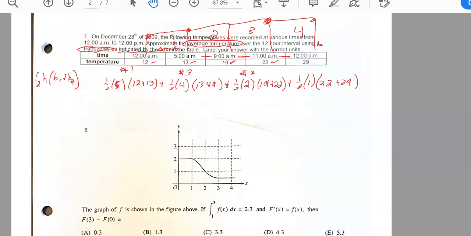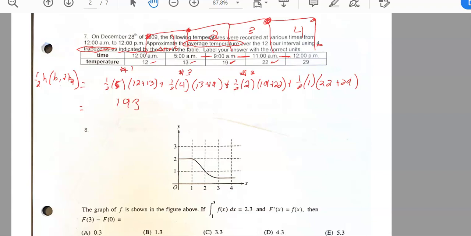All right. Now, when we do this, this is not going to make sense numerically. So let me plug that into the calculator. Let me go grab that. So when we plug that in, this would give us 193. That shouldn't make any sense if we're looking for an average temperature. And these were our temperatures, 12 degrees, 13, 19, 22, and 29. Our average temperature would have to fall between 12 and 29.